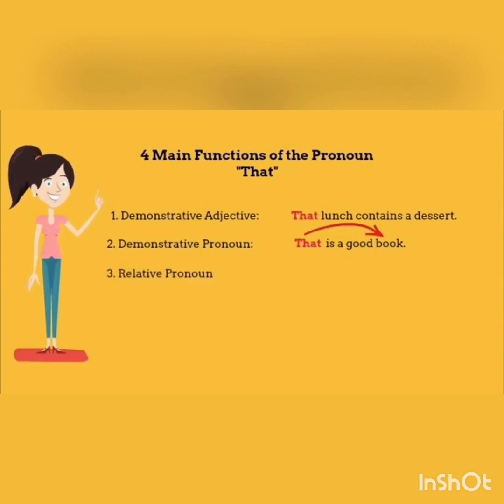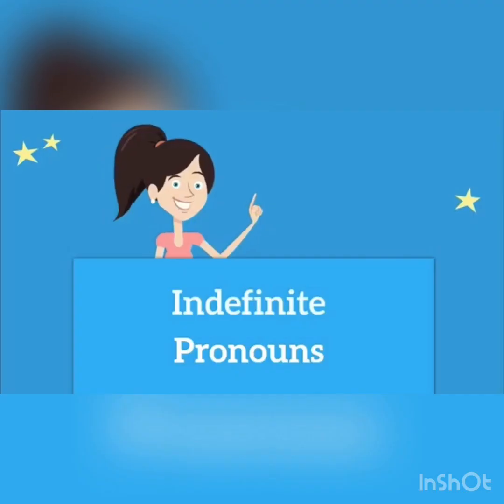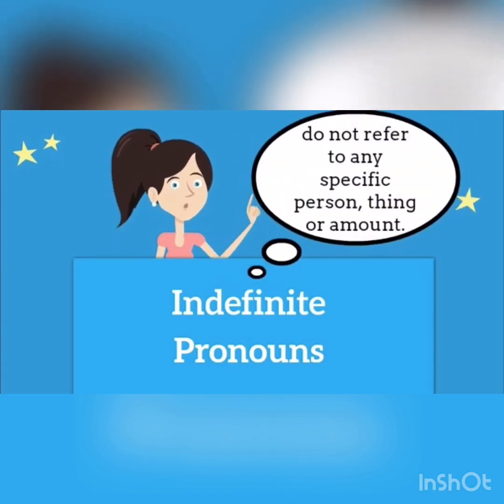The third one is a relative pronoun. Anything that you remember could help a lot. That begins a dependent clause followed by a subject and verb. And then the last one is an adverb. The snow was that high. How high? That high. This tutorial will cover indefinite pronouns. As the name suggests, indefinite pronouns are pronouns that do not refer to any specific person, thing, or amount.